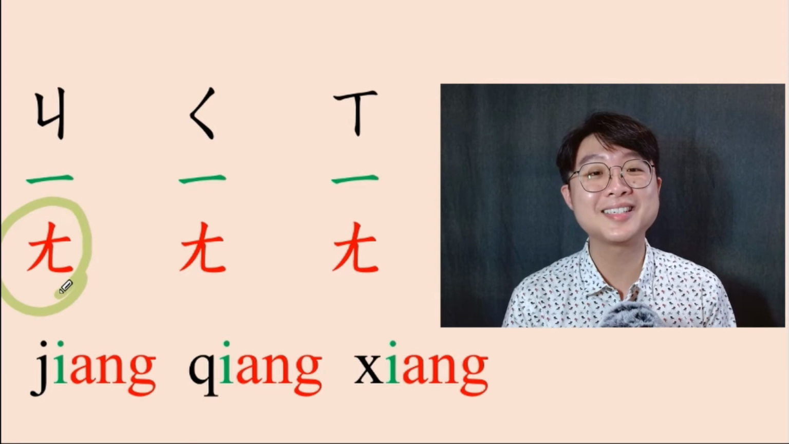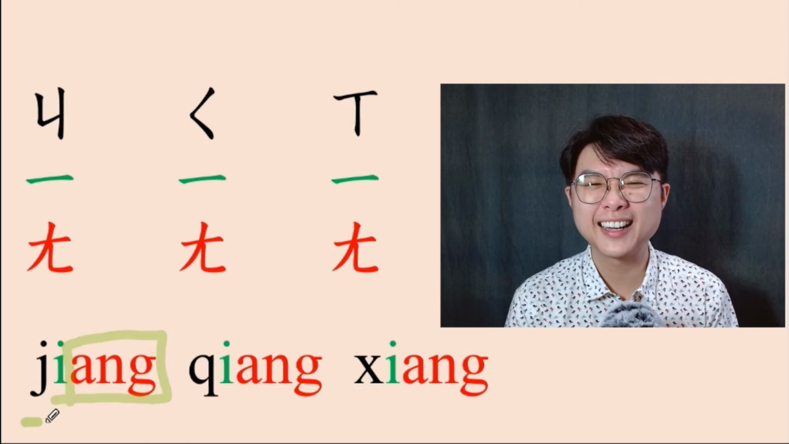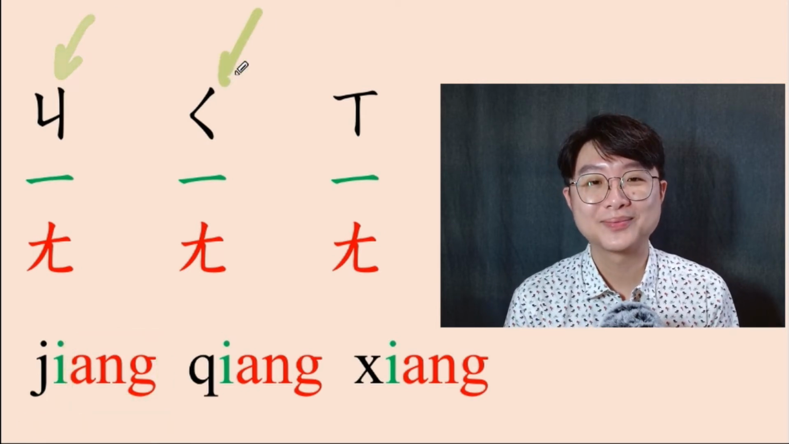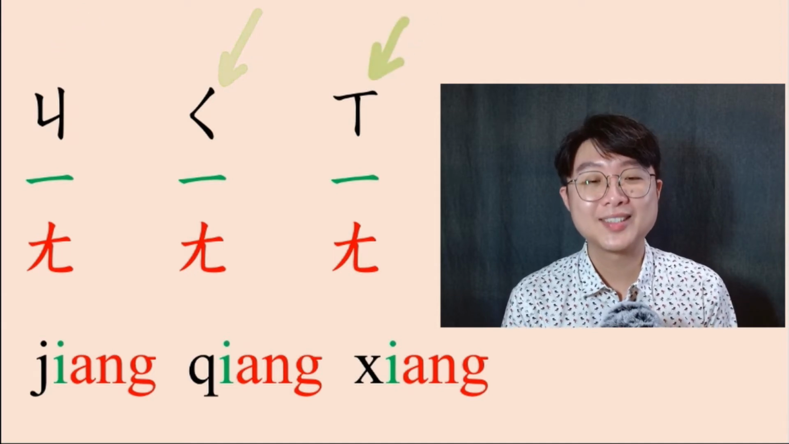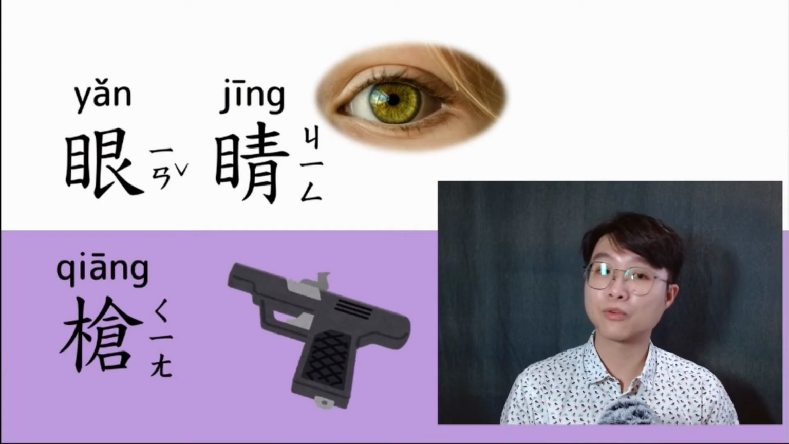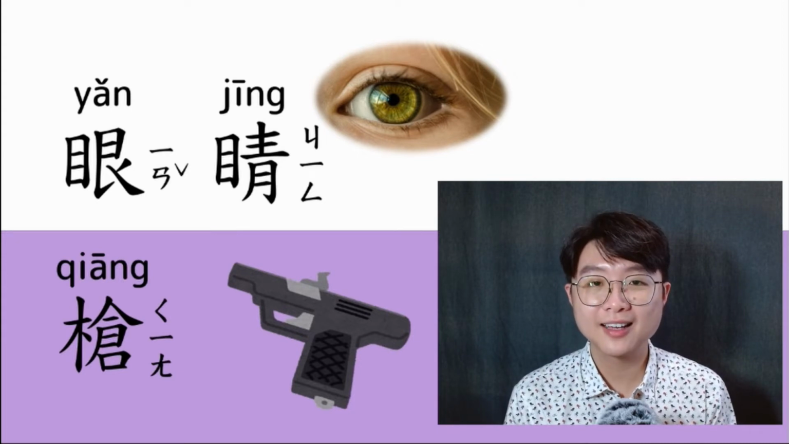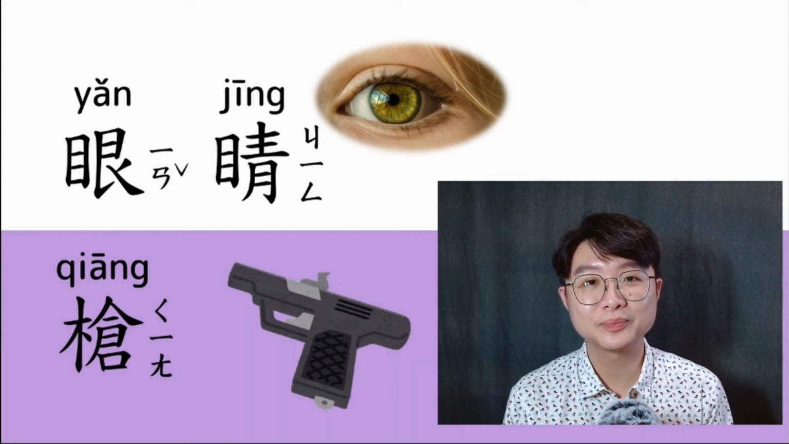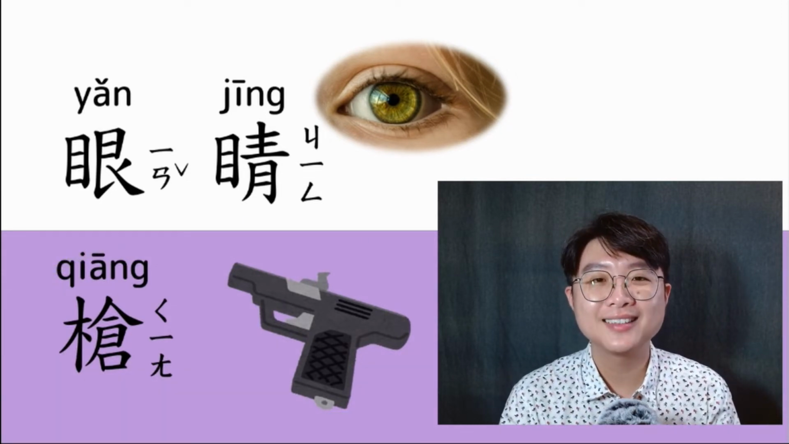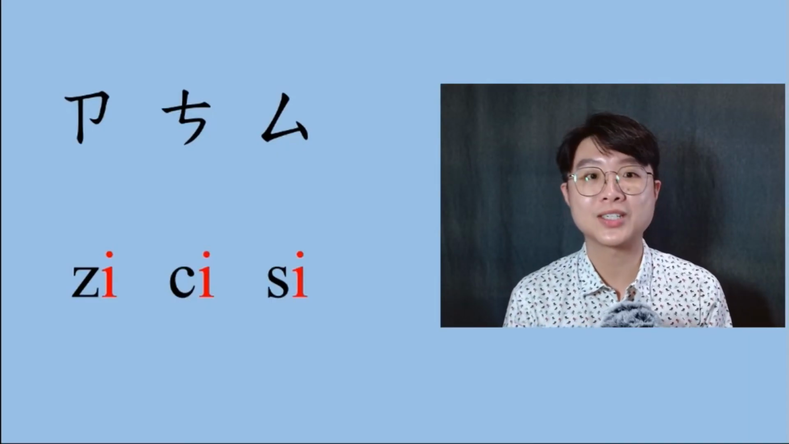The same thing, ji, qi, xi go with ang. It sounds like this. 江, 枪, 香. For example, your eyes. 眼睛, 眼睛. And a gun. Pew pew. 枪, 枪. Now we have new consonant here.